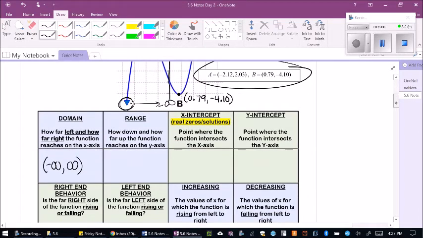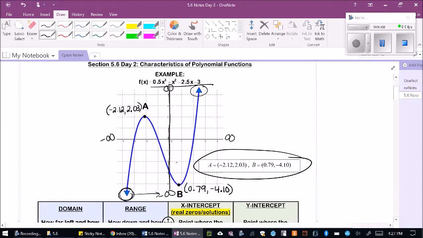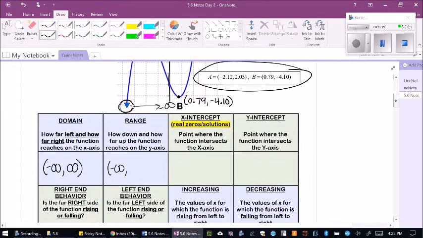So I know that I'm going to go from negative infinity for my range. And then I'm going to keep going, and I'm going to look at this arrow here, and I'm going to see that this goes up. So I'm going up forever and ever and ever. So that means that my range is going to be to positive infinity. And that's exactly what range was, how far down and how far up the function reaches on the y-axis. And the range will not always be from negative infinity to infinity. That might not happen every time.